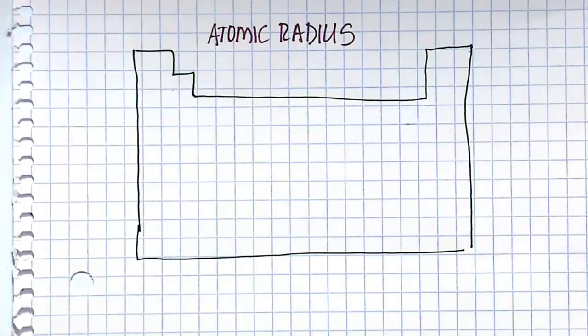In this video, we will talk about the trends in the periodic table with regards to the atomic radius. So the atomic radius is simply the size of the atom. Imagine the atom is a big circle or a big sphere. We take the radius of that and we get the atomic radius. This is different from the ionic radius. The atomic radius is just for neutral elements in the periodic table.